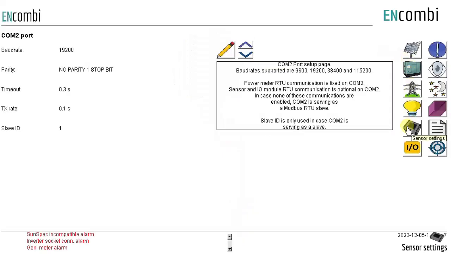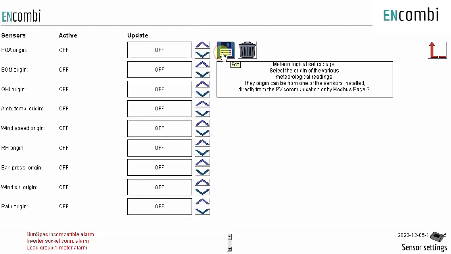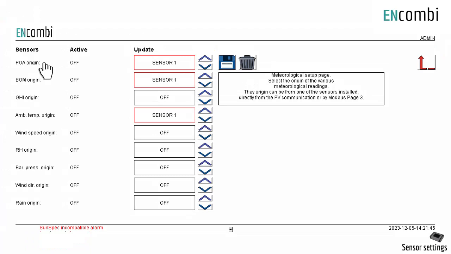Let's go to the sensor setting. On the first page you will see the options for a variety of meteorological readings to select which are supported by ECPV2. Here under the sensors you can select point of array, which is mentioned as POA, back of module, which is mentioned as BOM, and ambient temperature. When you select these parameters in the settings, you are telling the ECPV2 that you are going to read the selected parameters. Save your selections.